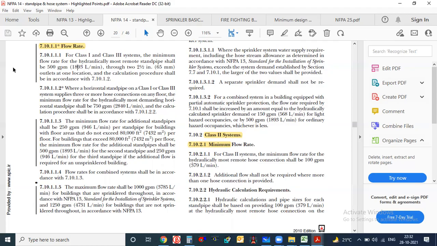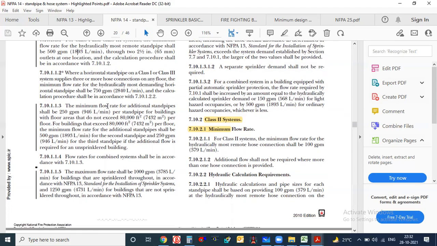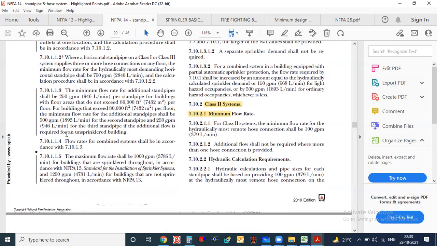And the most important point, and this point you can leave it because it is a little bit confusing: the minimum flow rate for additional is 250 if it is exceeding 18,000 square feet area. This is very confusing. This is the most important point, because I think this particular point is the entire water flow capacity requirement.